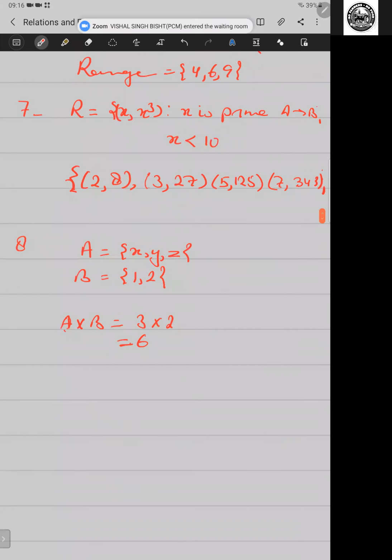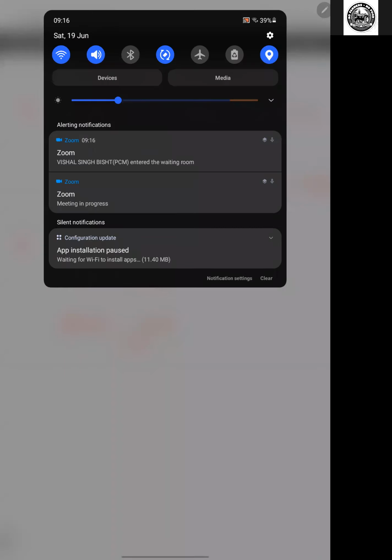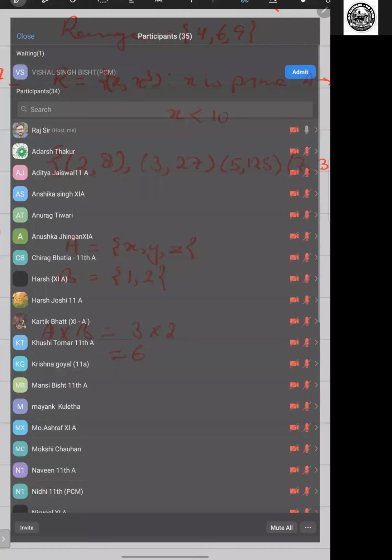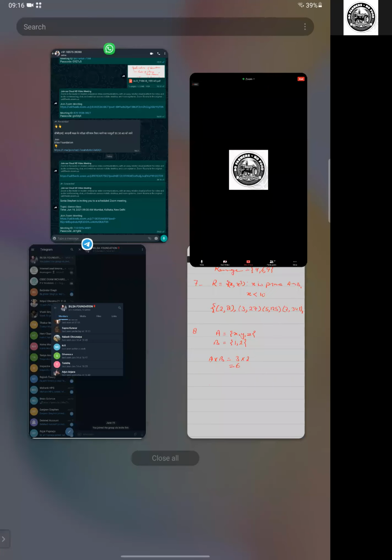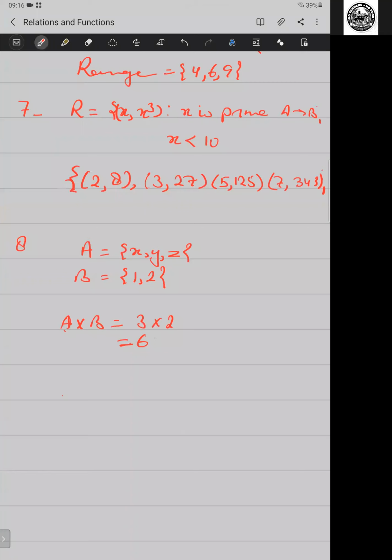Now all possible relations: 2 to the power number of elements, that is 6. It will be 64. So all possible relations are there that are 64.